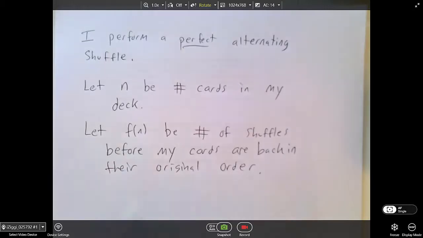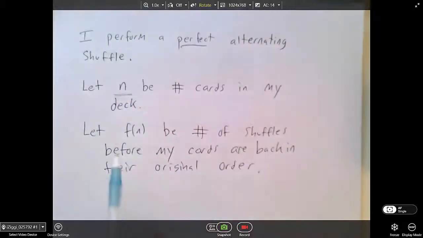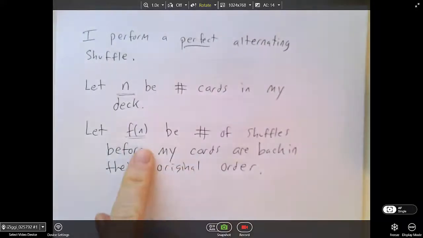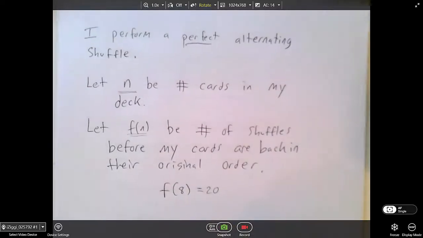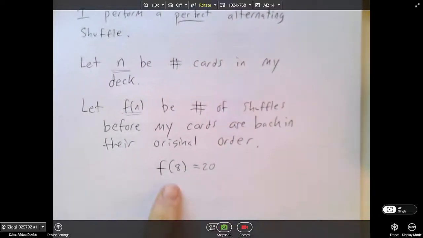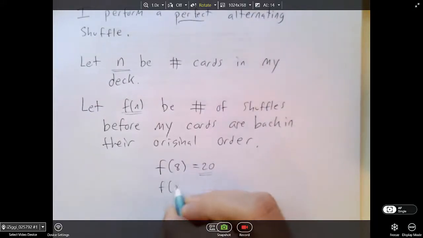So let's look at the function here. If n is the number of cards in my deck, let's make a function f that says how many perfect alternating shuffles before my cards are back in the original ordering. So for example, if it were true that f of 8 equals 20, I don't think it is, but if it were true, what that would mean is if I had an 8-card deck and I was performing my perfect shuffles, if I shuffle them 20 times, now they're back in the order they started in.